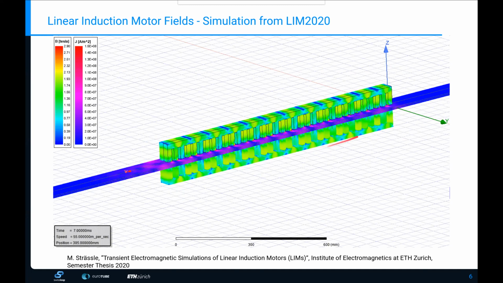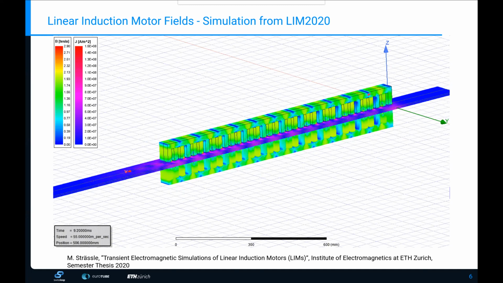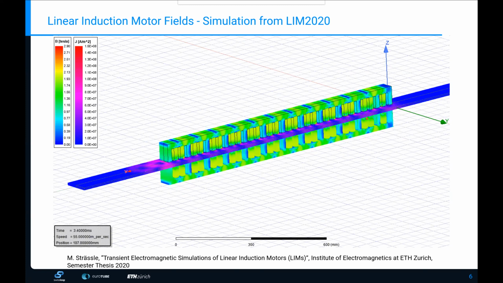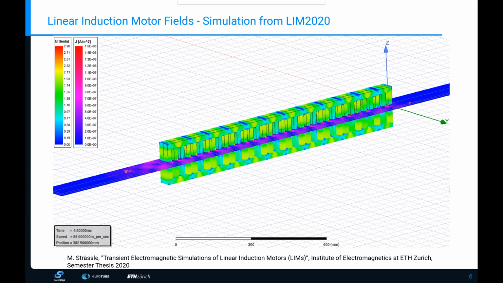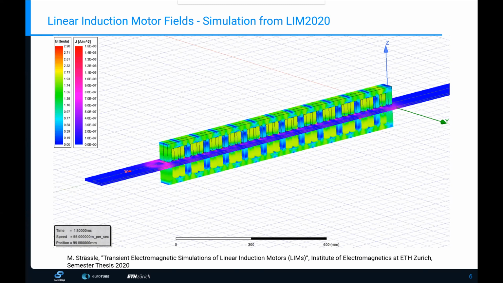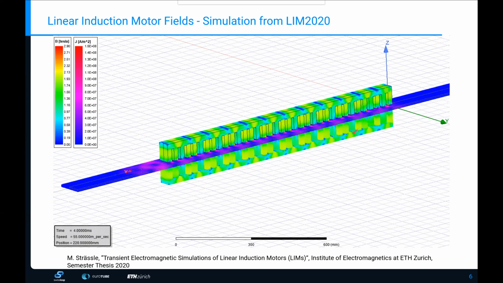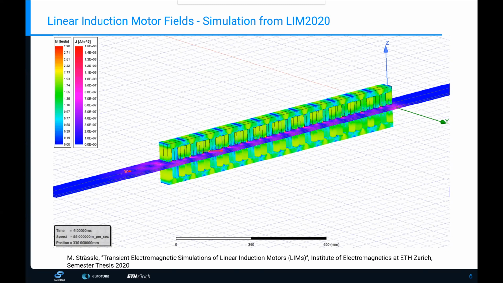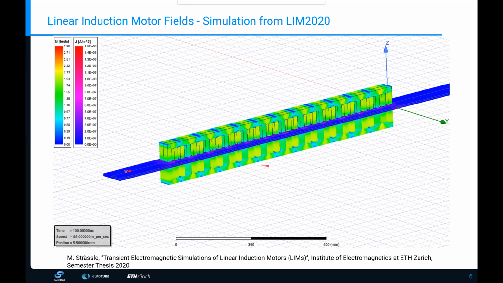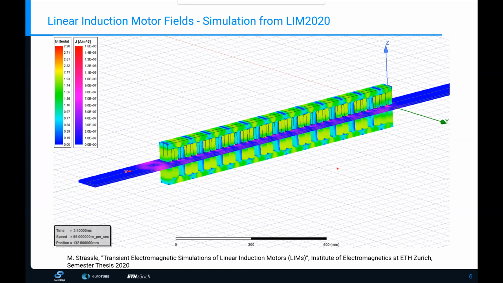But here you can basically see the magnetic field as it moves across the primary, and you can also see the movement of the secondary with respect to the primary, which will be actually the speed of our pod. Of course, in our case, the secondary is fixed and the primary is moving, but this is just simulation technical stuff, so it's not really a difference.